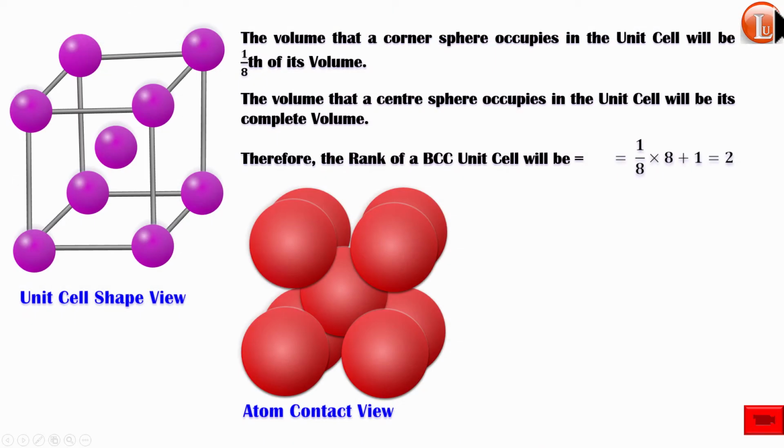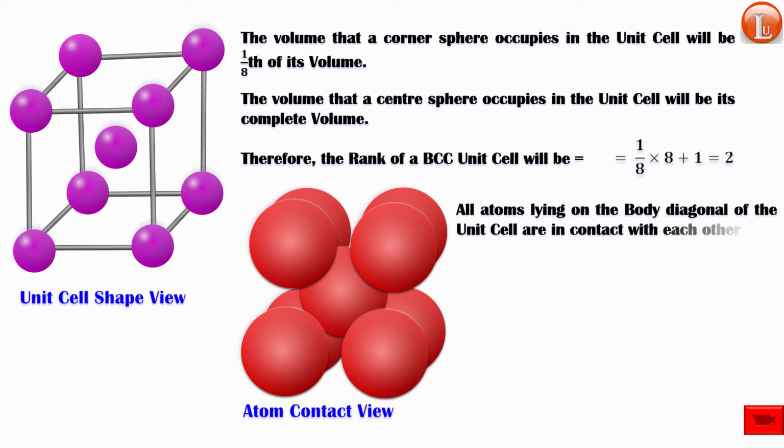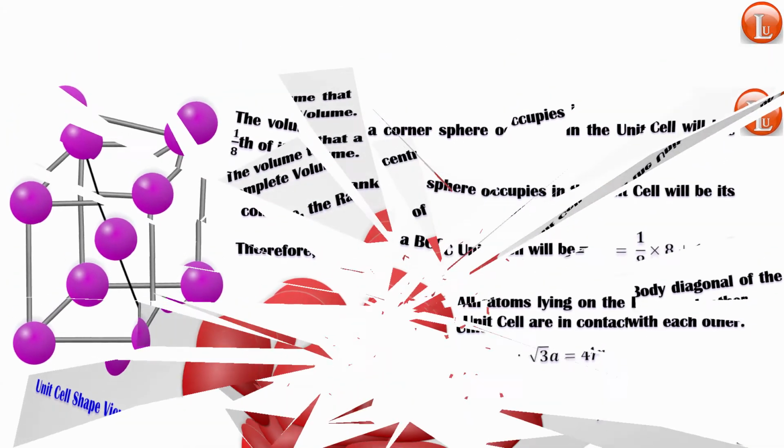Now the next thing we're going to do is the layer arrangement and see how the layers are arranged. All atoms lying on the body diagonal of the unit cell are in contact with each other. So the body diagonal is in contact, and the body diagonal of a cube is root 3a, and that will be equal to R plus 2R plus R, that is 4R. So this is root 3a equal to 4R. So now let's see the layers.